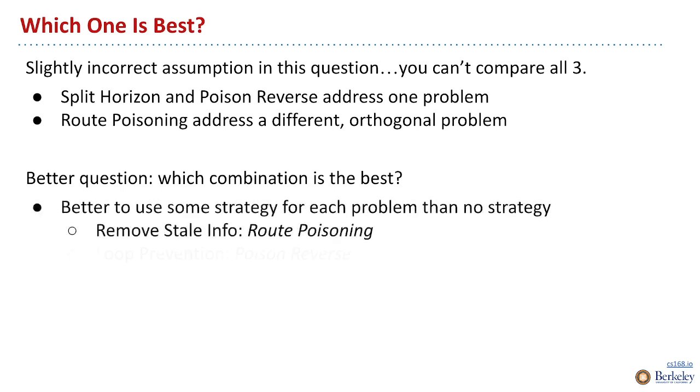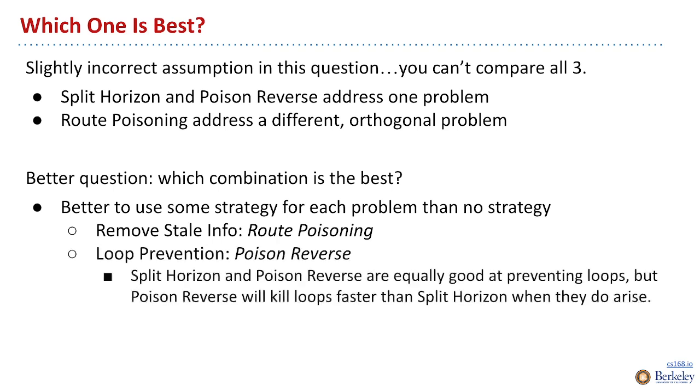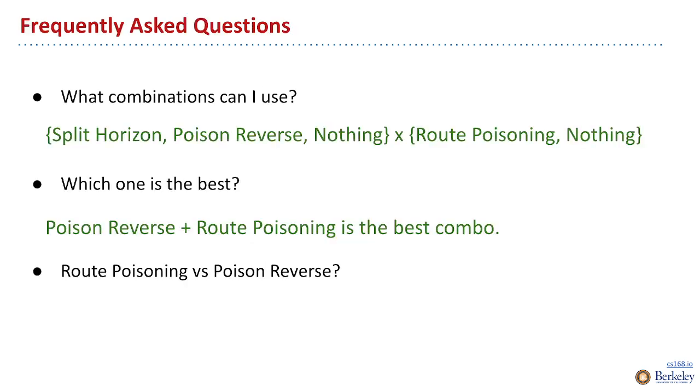To put it shortly, better to use some strategy to solve a problem than none. And it's just route poisoning or nothing. And for loop prevention, poison reverse was just as good as split horizon, but when loops do arise, direct loops arise, poison reverse squashes them more quickly. So I'd say poison reverse and route poisoning are the best combo.